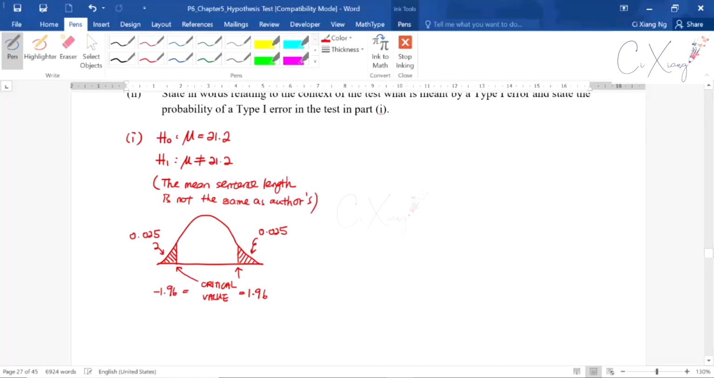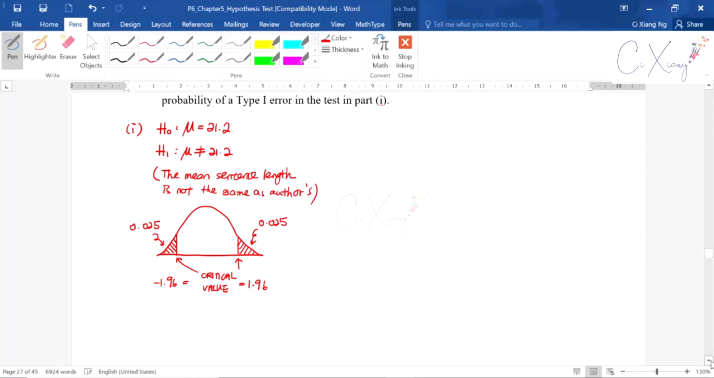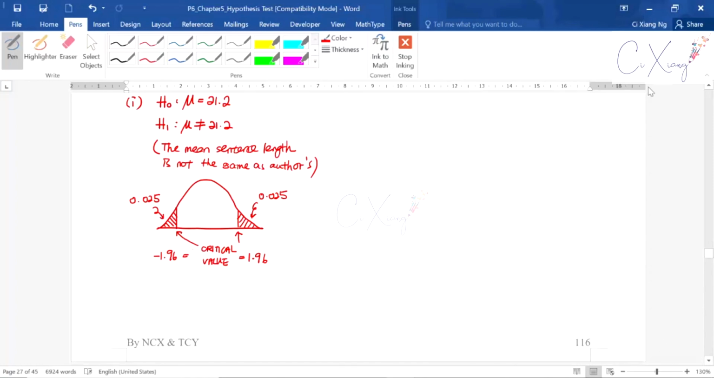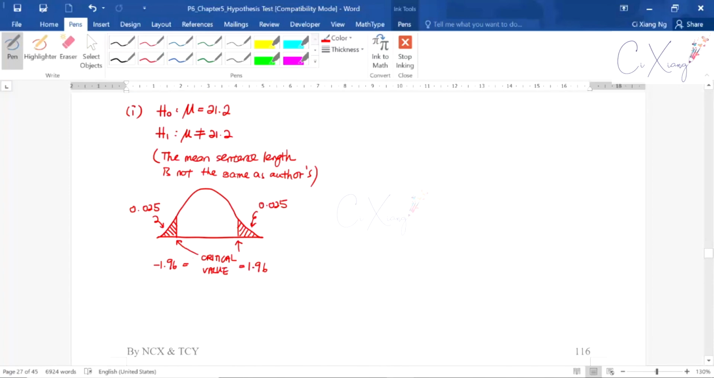So this is my second step. I get the critical value first. Then now proceed to the third step. For the third step, you need to calculate the test statistic.